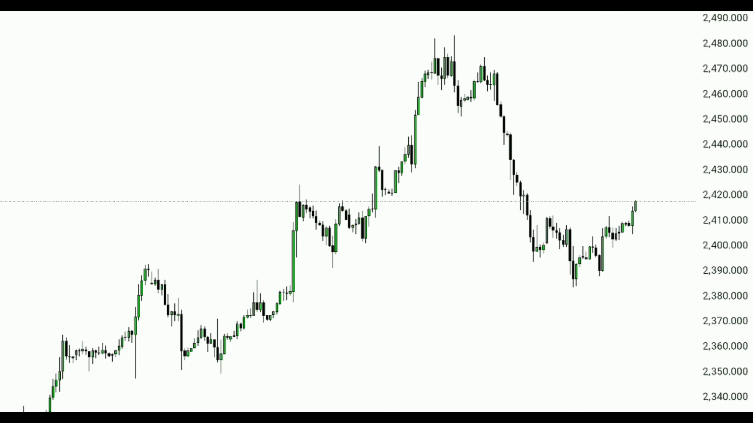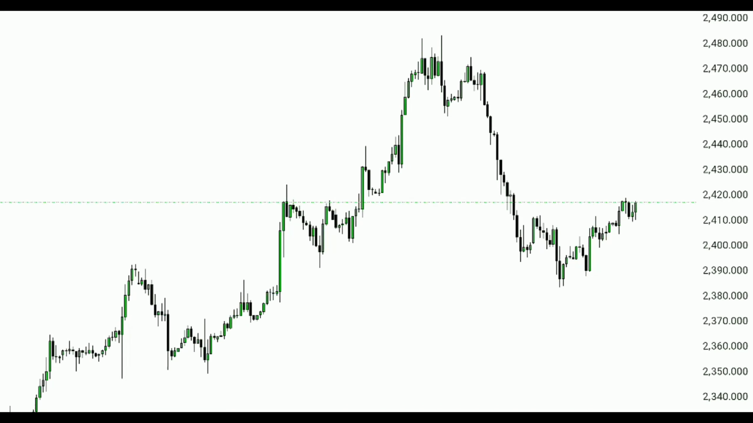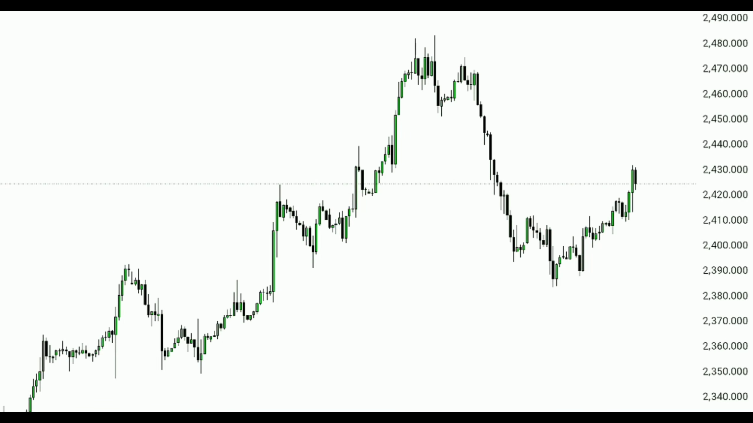If you want to learn how smart money traps retail traders and how to trade like professionals, this smart money concept breakdown will completely change the way you see the charts.